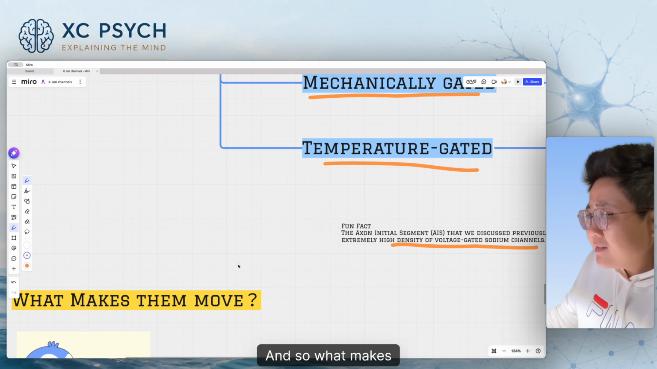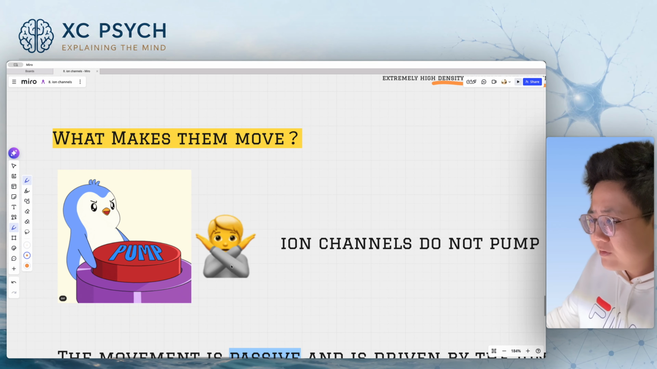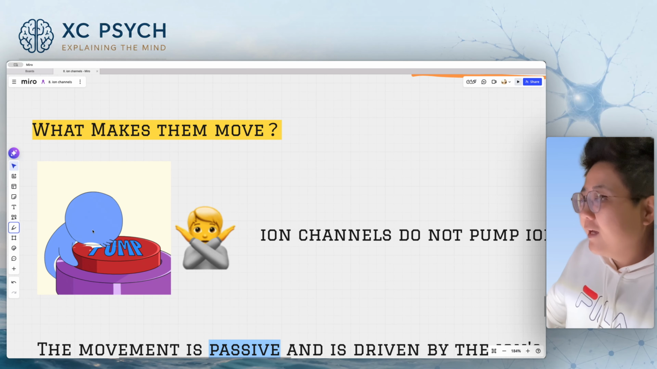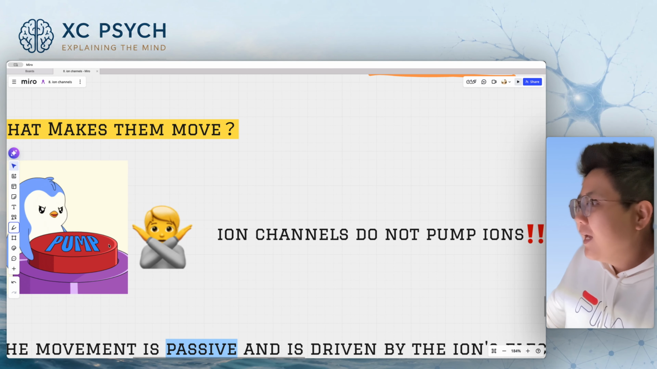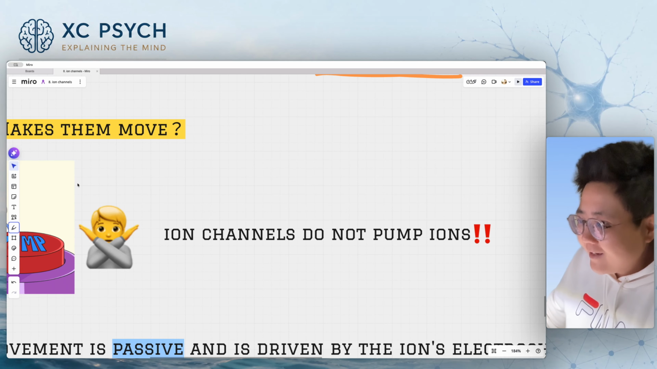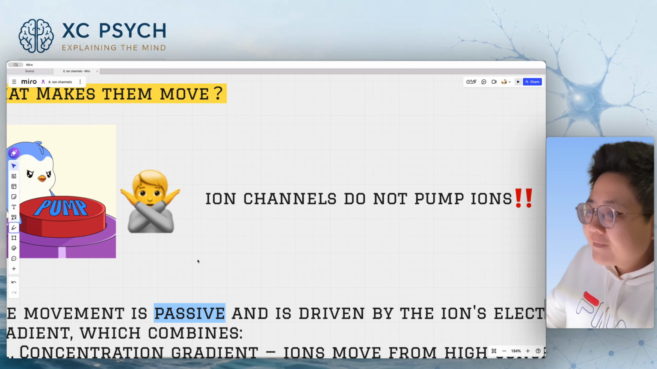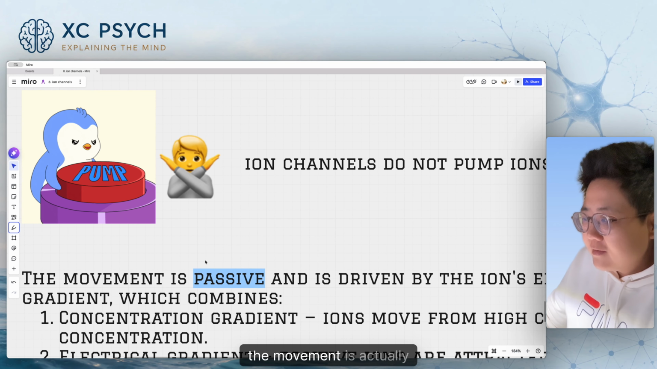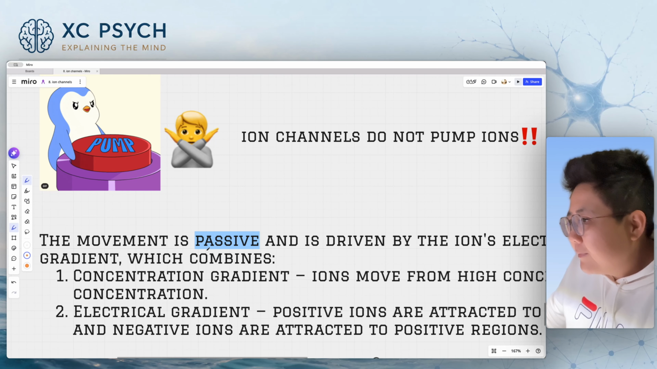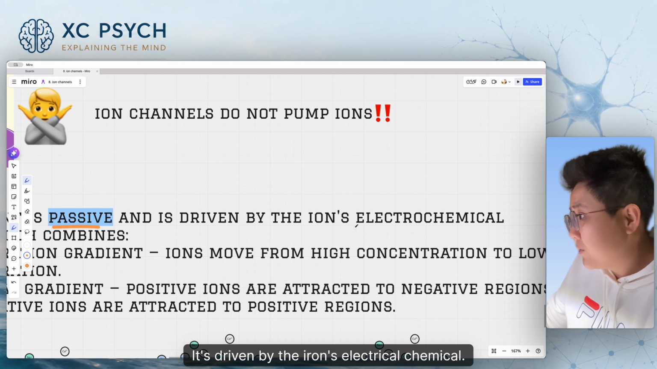And so what makes the ions move in ion channels? If you look at this little penguin here, I'm sorry, the answer is not pump. I repeat, ion channels do not pump ions. So the movement is actually very, very passive. This is the key word here. It's driven by the ion's electrochemical gradient.